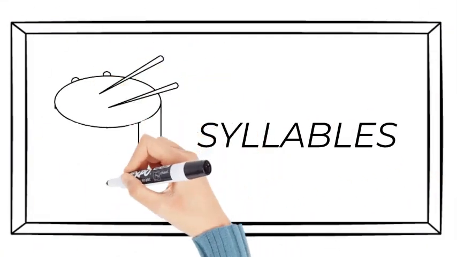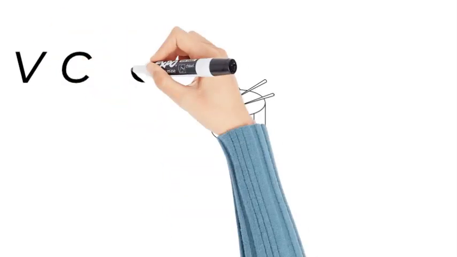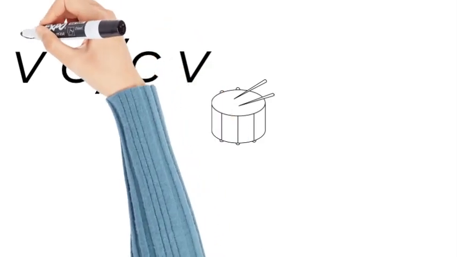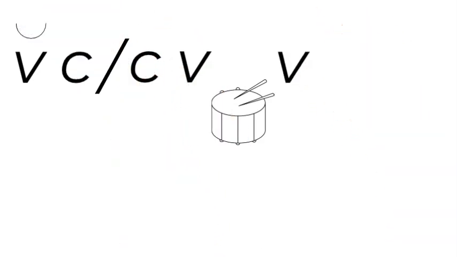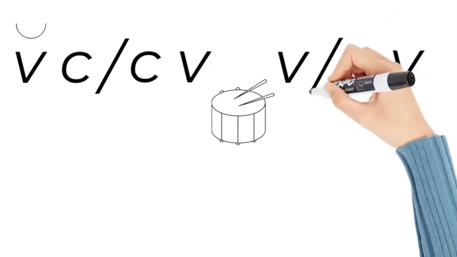Now, to help us even more with longer words, we can break it up into syllables. You can look for two patterns, vowel, consonant, consonant, vowel. You break it between the consonants. Or you can look for vowel, consonant, vowel.